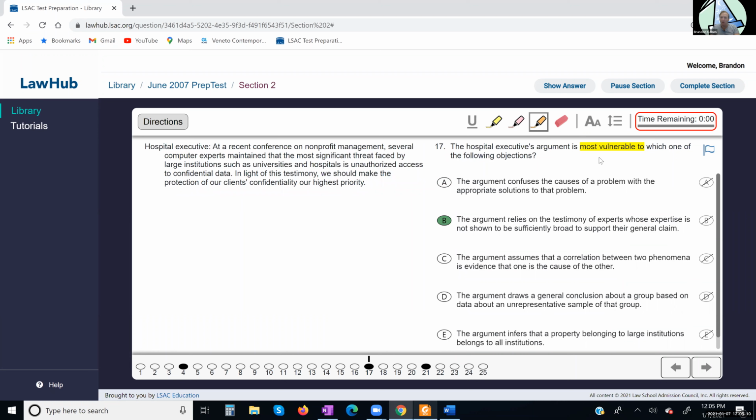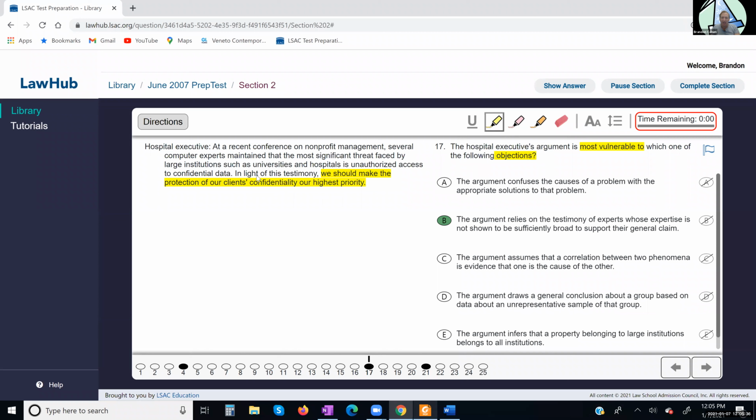17, vulnerable. The argument is vulnerable to which of the following objections. So instead of criticism, objections, that's your language for flaws. Now, the conclusion here is that in light of this testimony, we should make the protection of our client confidentiality our highest priority. The question is, what is the should coming from? Whenever we see should, that's language we have to focus on. Why should we do it?